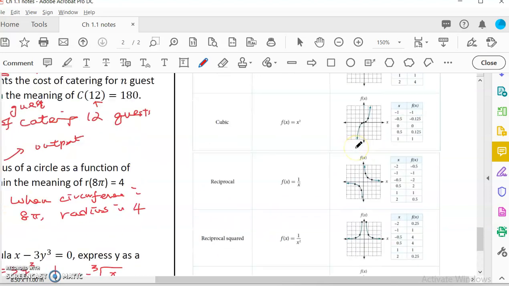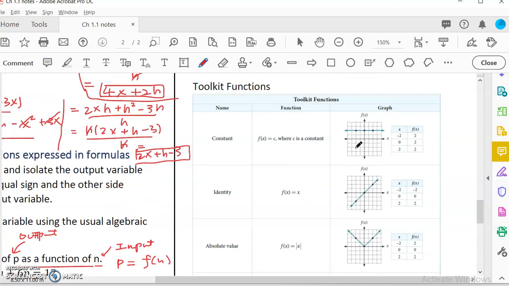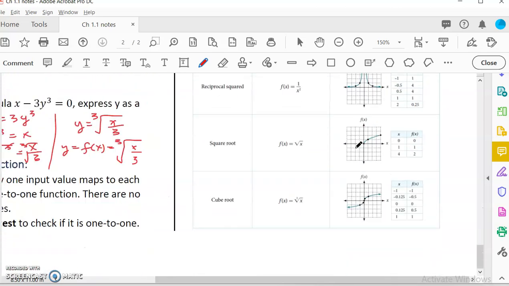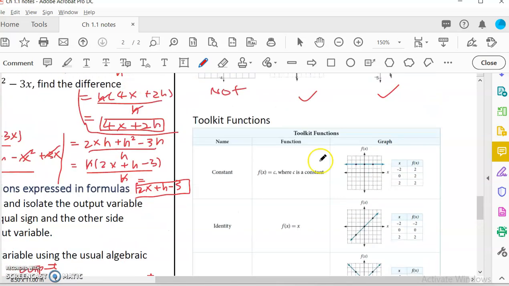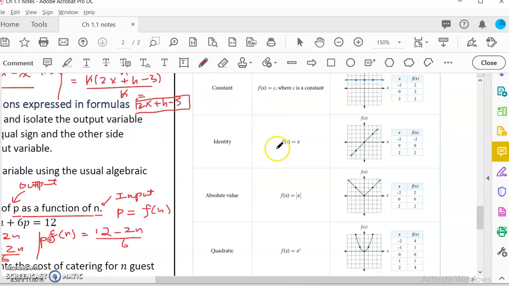Okay, so you need to memorize all these functions because we can create new functions with these toolkit functions. In this book, they're called toolkit functions. In other books, they're also called parent functions. These are called parent functions.